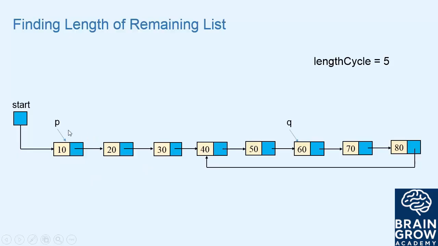So now let's move them. So these references moved 3 times before meeting. So the length of the remaining list is 3. That is, the number of nodes that are not in the cycle is 3. We can find the length of the whole list by adding these two. So the length of the whole list is 8.